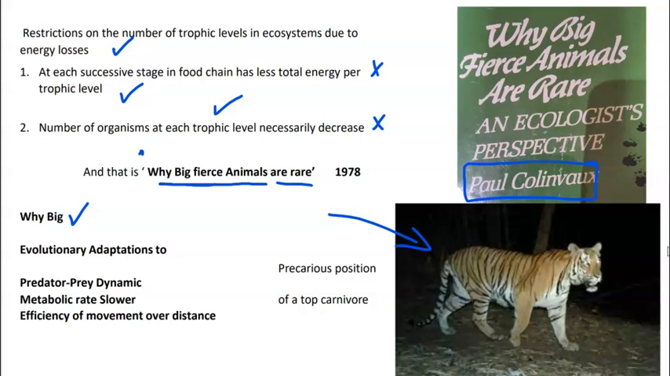Well, the reason they're big is that these are evolutionary adaptations to the predator-prey dynamic. Being large puts them in a good position to act powerfully to subdue their prey. The larger size also reduces their metabolic rate so that they can function more efficiently, and their movement over distances is considerably more efficient as well. But the amount of energy which is available to something like this tiger requires large land areas to support just a single tiger or a lion, and this places such animals in a very precarious position at the top of the food chains, where their populations are very susceptible to changes such as disease and a lack of food. These will devastate what are already very small populations.